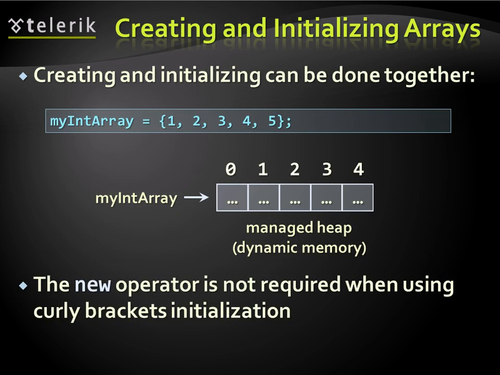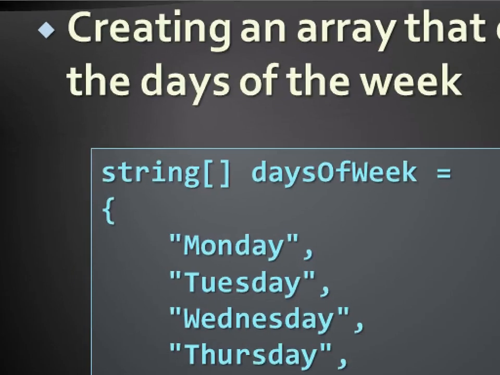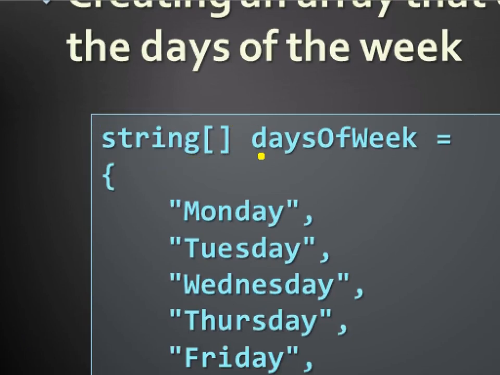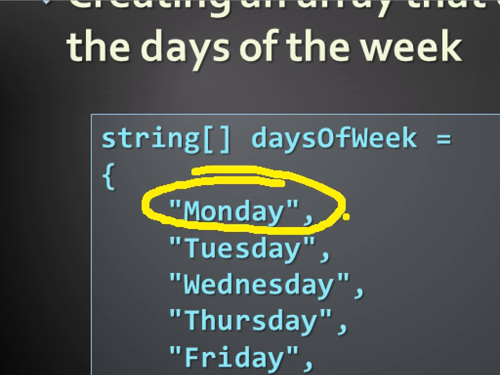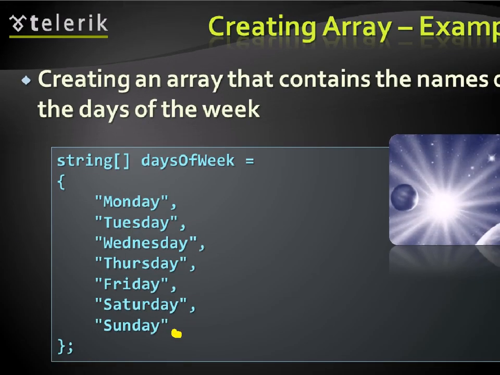This is something like create the array, assign 1 in its first cell, later assign 2 in its second cell, etc. But this is a shortcut because this is an operation which we need too often. Okay, this is another example of how we can create an array of strings. First, we declare an array of strings, give it a name, days of week, and initialize it with the equals operator, open the curly brackets, and put the values separated by commas.